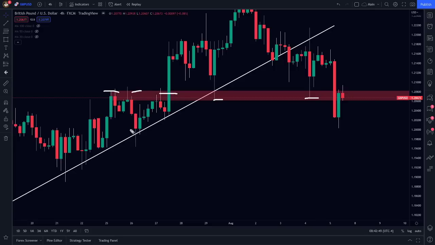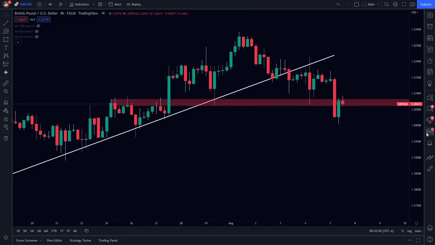Looking left, what we can see is that that was a big level of support that actually got broken to the downside and now we're retesting that towards the end of last week. So the pound USD actually looks really interesting for some potential shorts there as we retest into that 1.2075 area.